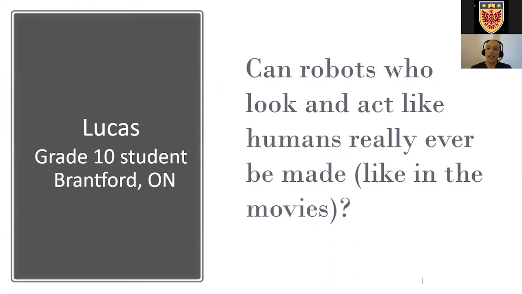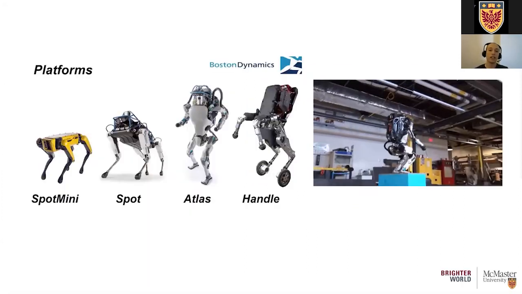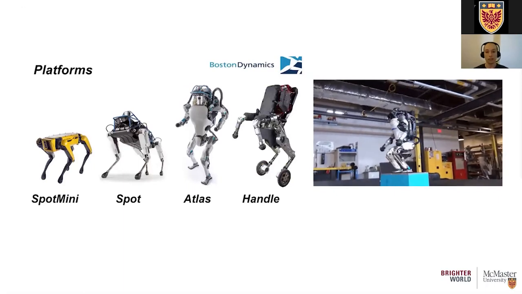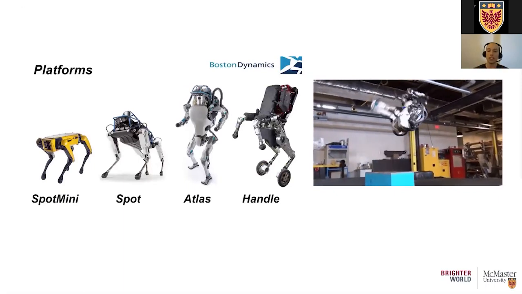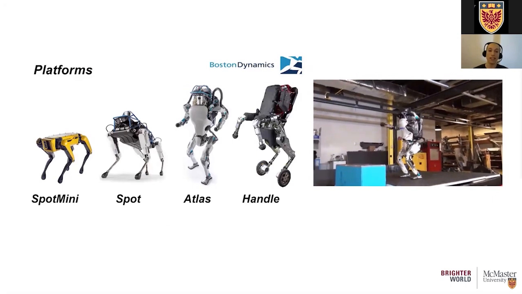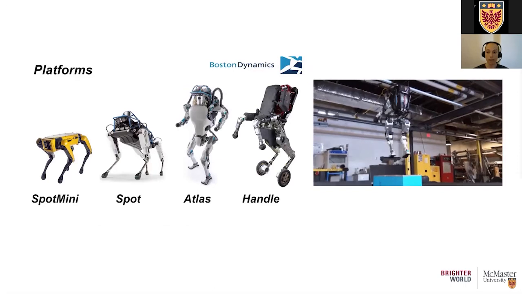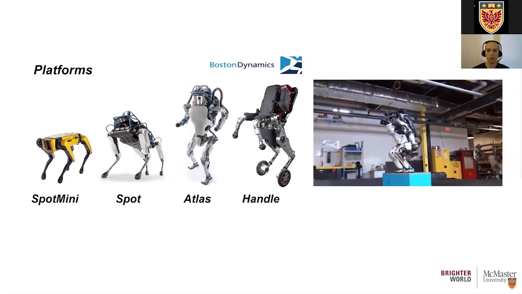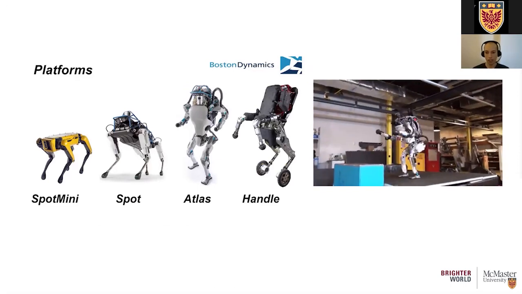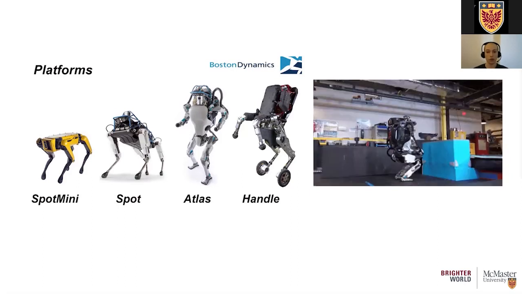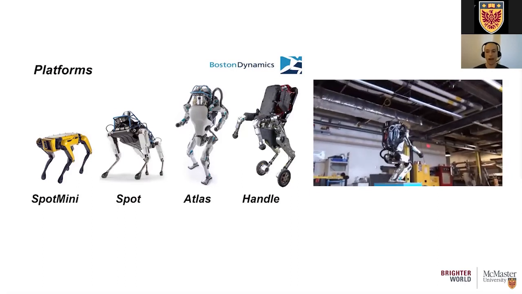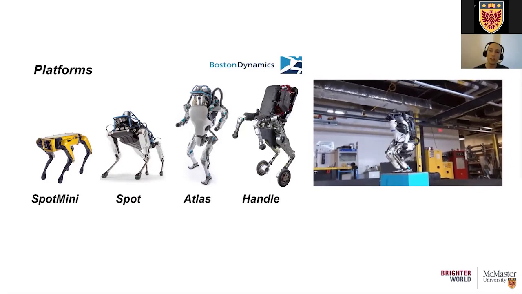Lucas is asking, can robots who look and act like humans really ever be made, like in the movies? I think we can look at three different things. First is movement and shape of robots. There are really good researchers out there that actually make robots that move in very human ways. If you look at that video on the right here, I wouldn't even be able to do that, but they move in human ways, right?